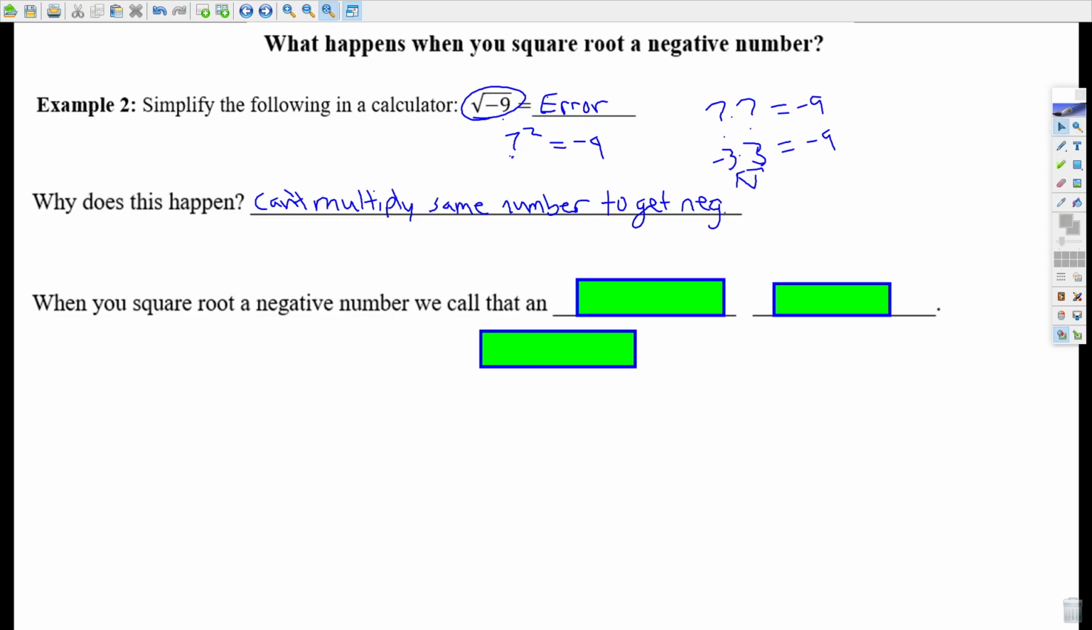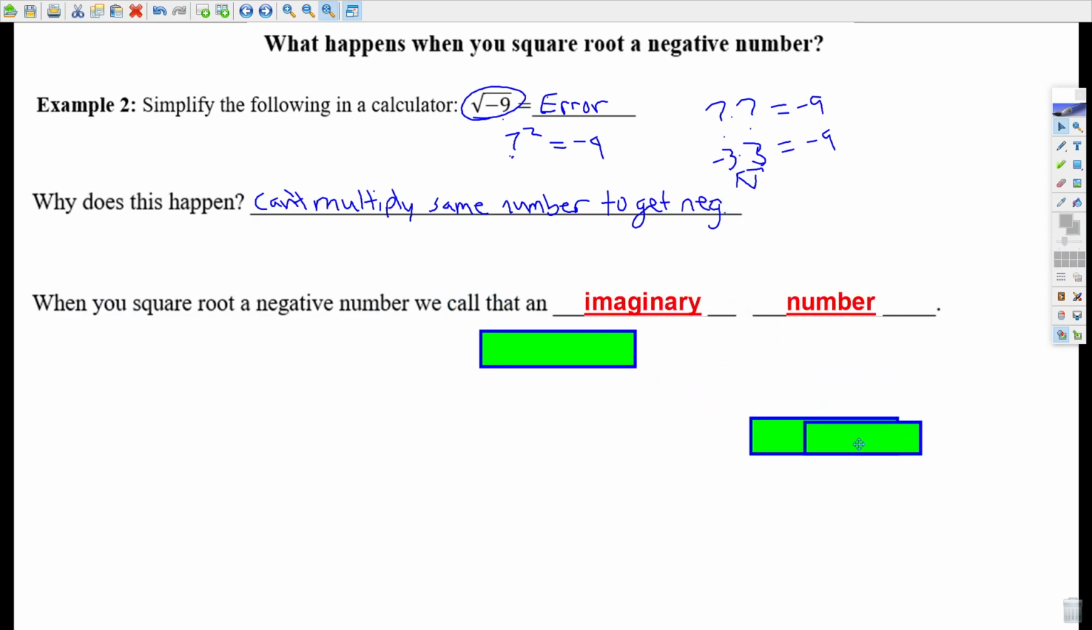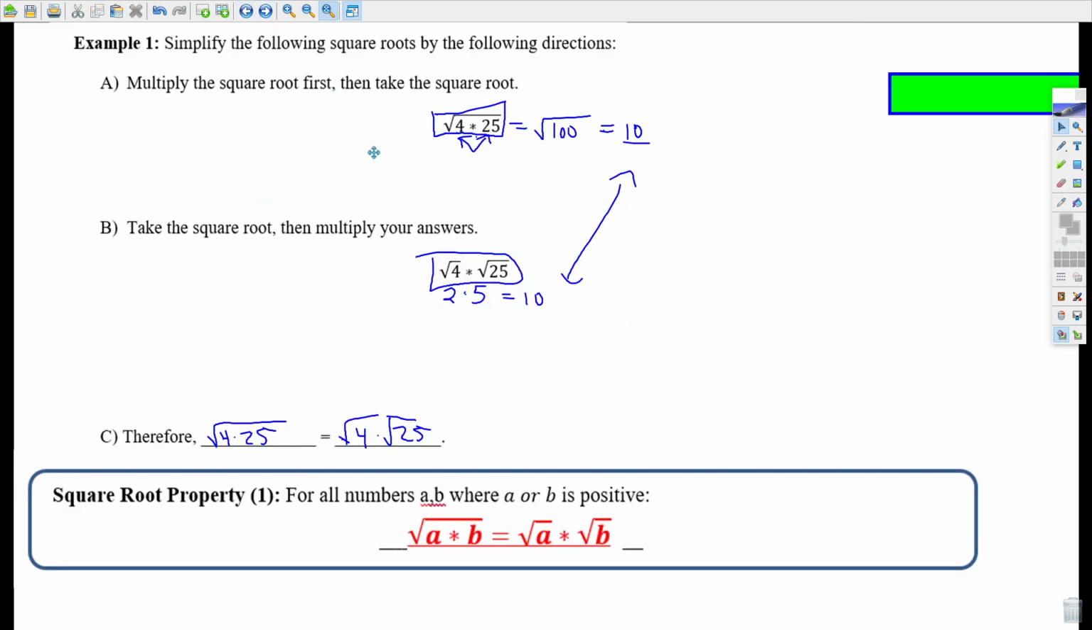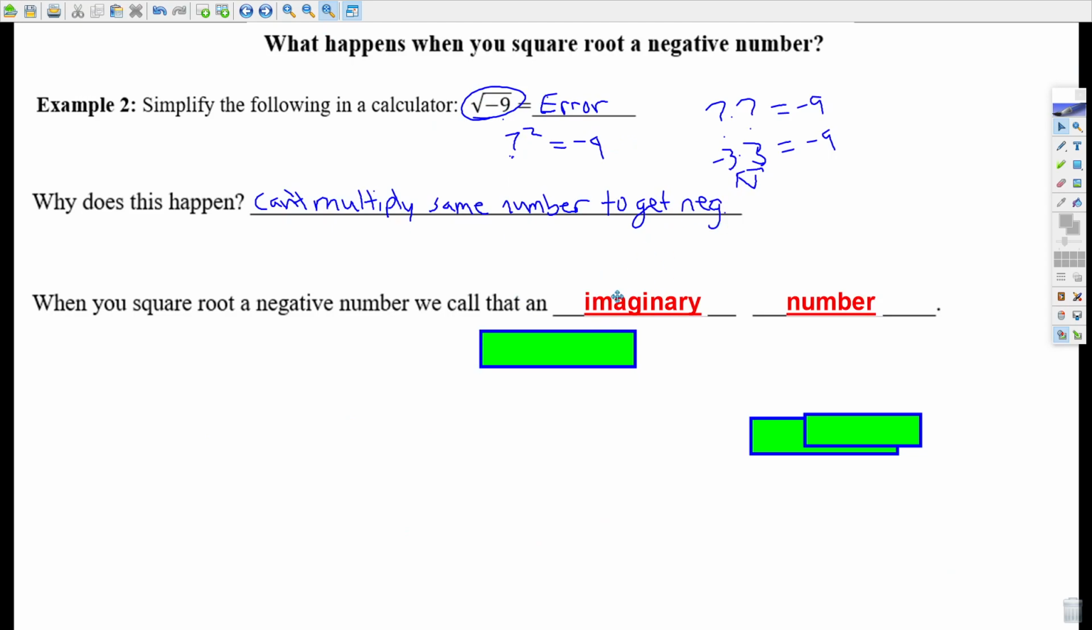However, there is a way around this, and somebody created a way around this. So when this happens and you square root a negative number, we call that an imaginary number, which might seem kind of ridiculous, but it's actually pretty useful in solving some problems. And you'll see whenever we actually do it. So what they did is they said, okay, well, maybe we can combine this property back here that we learned with defining what an imaginary number is.